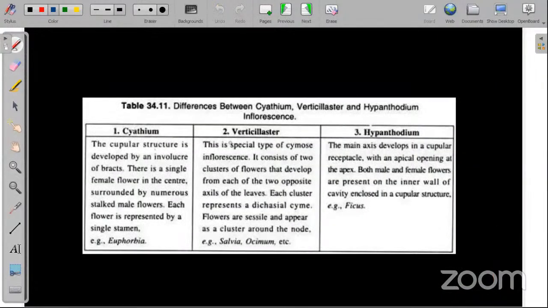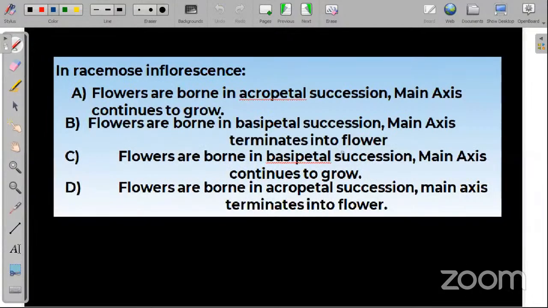So this is the complete difference between the three types. Okay, next is the question. If you have any doubt, please message in the chat box. If you don't have any doubt, then please answer this question.